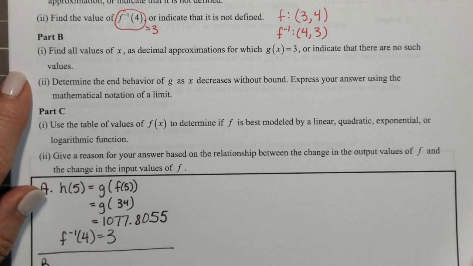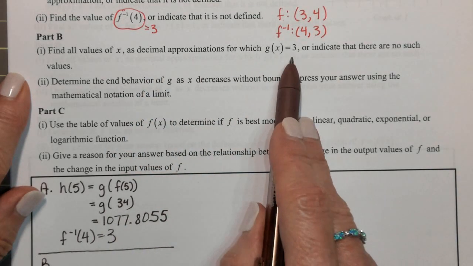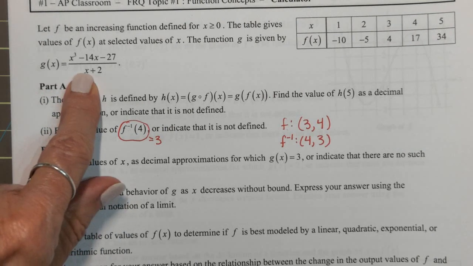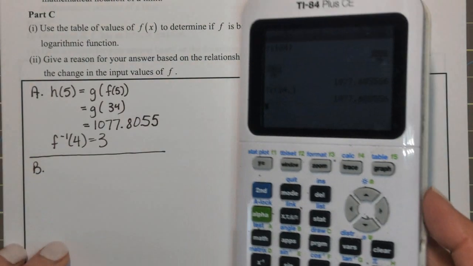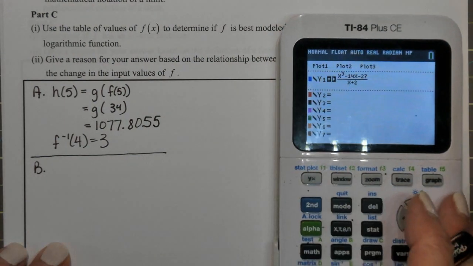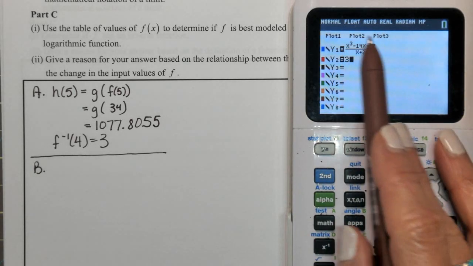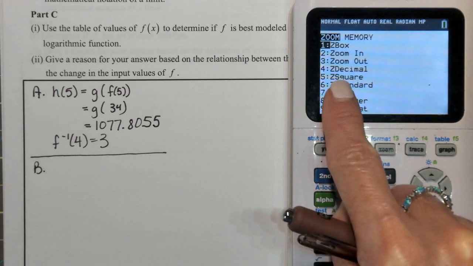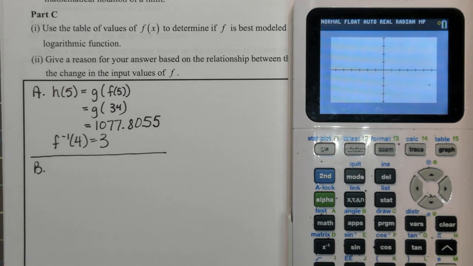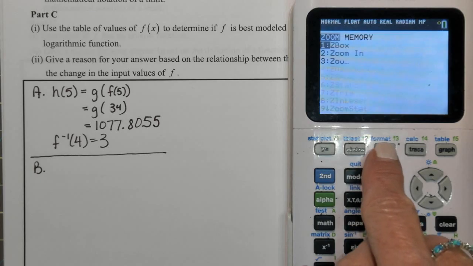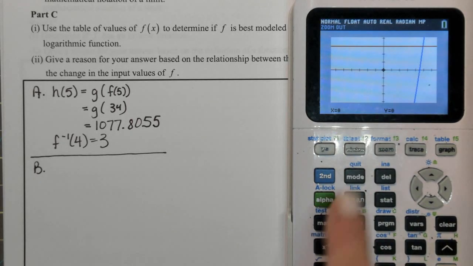On to part B. Find all the values of x as decimal approximations for which g equals 3, or indicate that there are no such values. Well, g is stored in right here. We want for it to equal 3. So in for y2, I'm going to put 3, and I'm going to find out where these intersect. I don't know a whole lot about this curve, so I'm going to do zoom 4. That's my nice window. It usually is where I start. Well, I'm thinking that I am missing something here because I'm only seeing a very little part of that curve, right? So I'm going to zoom out. So zoom 3, and you hit enter.